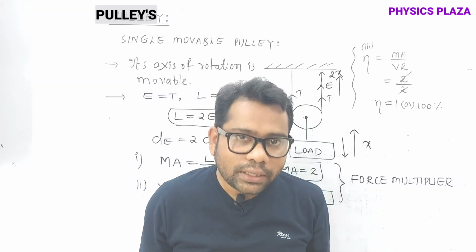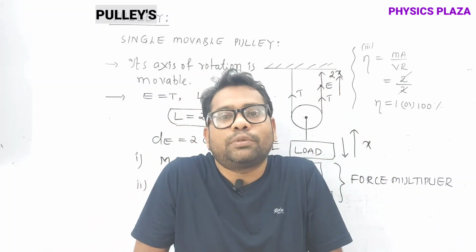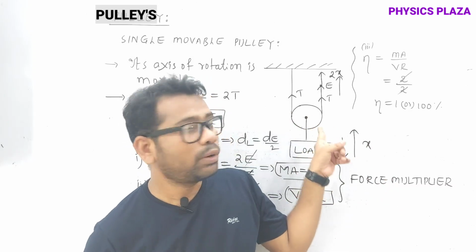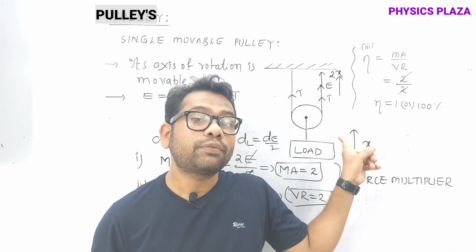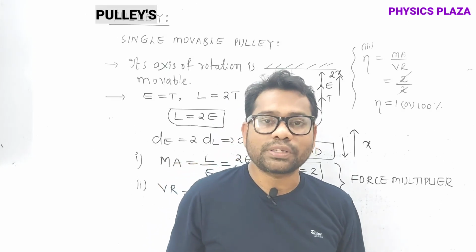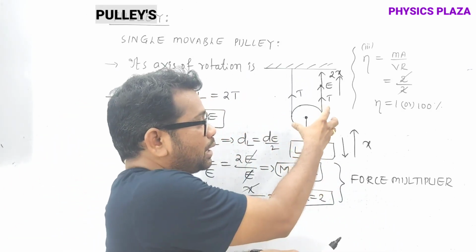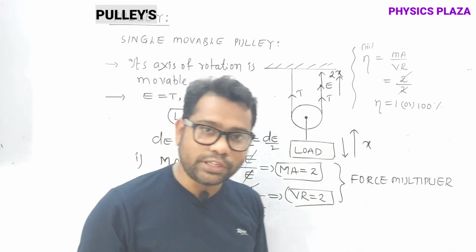So it's very clear that we need to apply the effort in a vertically downward direction, so that it's very comfortable to us. But if you look at a single movable pulley, we need to apply the effort in a vertically upward direction. This is a problem. But how can we overcome this problem, children? We can overcome this problem by combining a single movable pulley with a single fixed pulley.